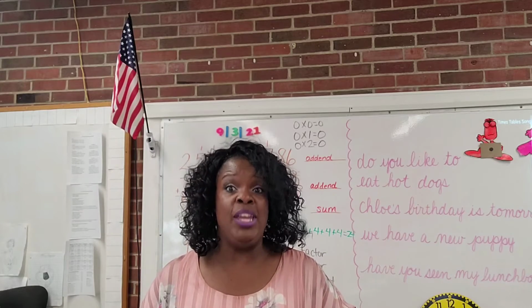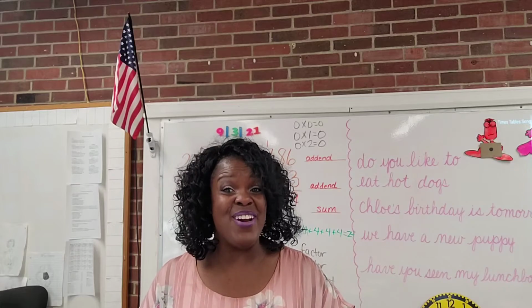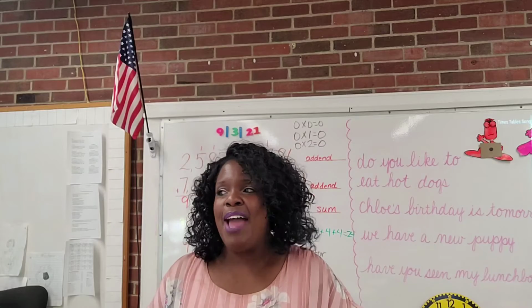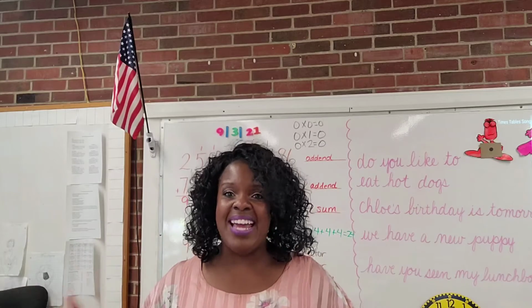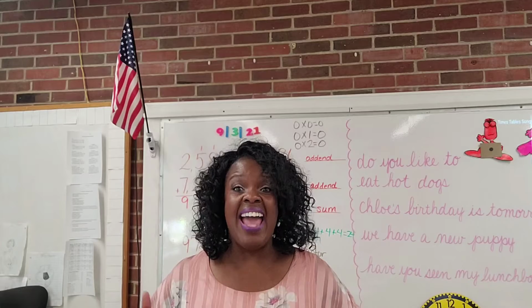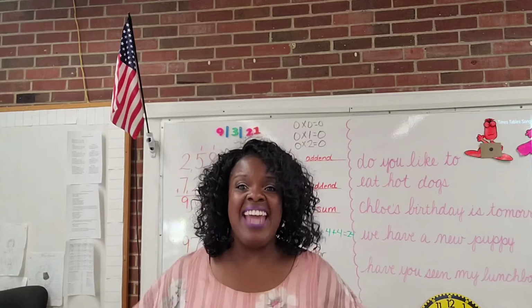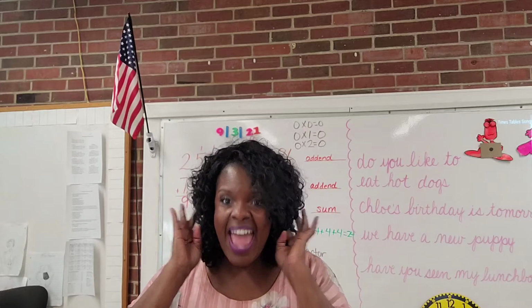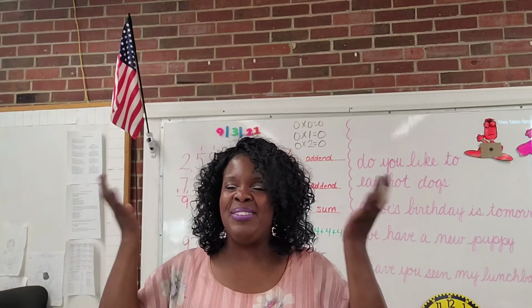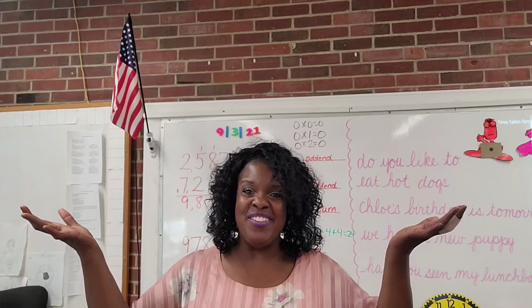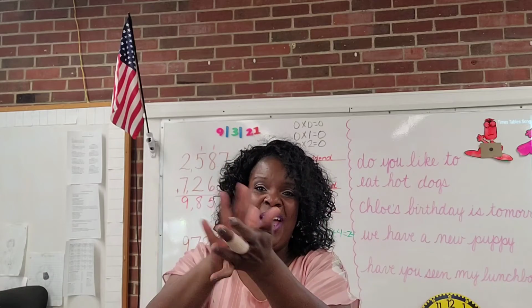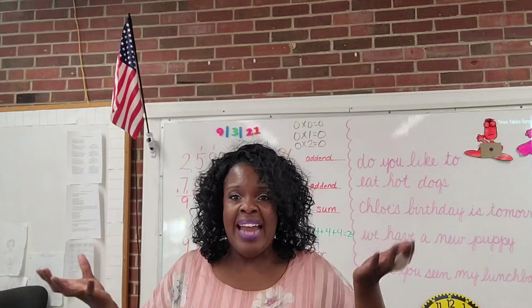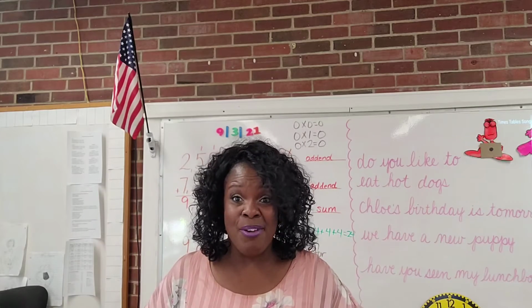4 times 0 equals 0, 5 times 0 equals 0, 6 times 0 equals 0, 7 times 0 equals 0. 8 times 0 equals 0. 9 times 0 equals 0, 10 times 0 equals 0. 11 times 0 equals 0, and 12 times 0 equals 0. You did the first multiplication table. Congratulations, I'm so proud of you. 0 times anything equals 0.